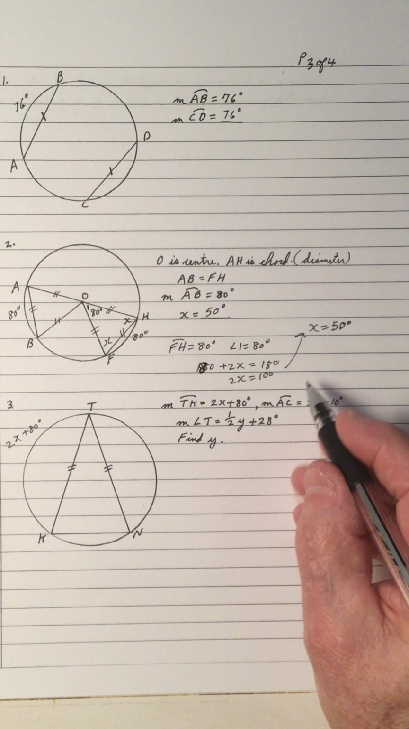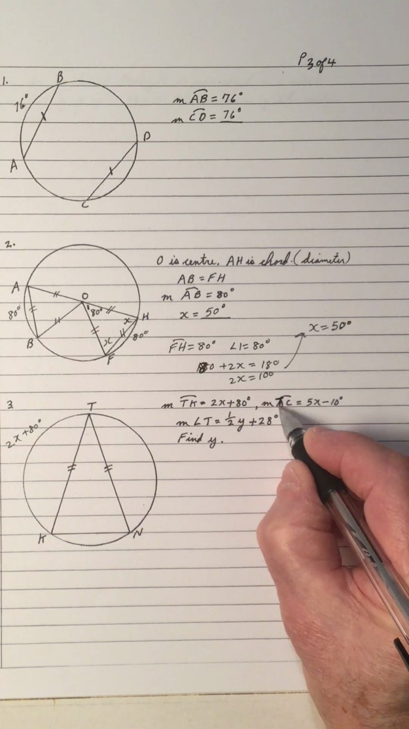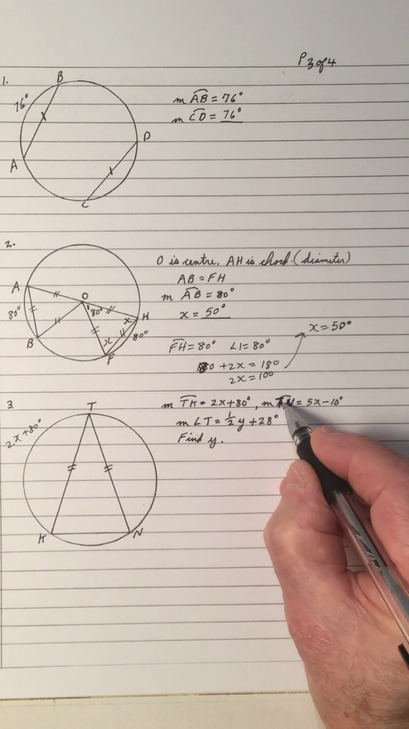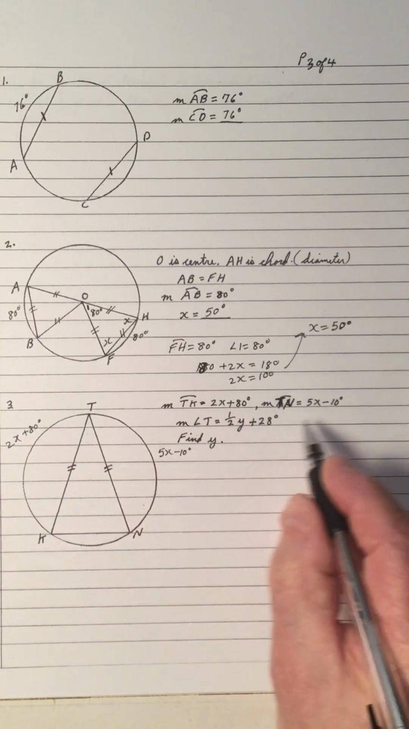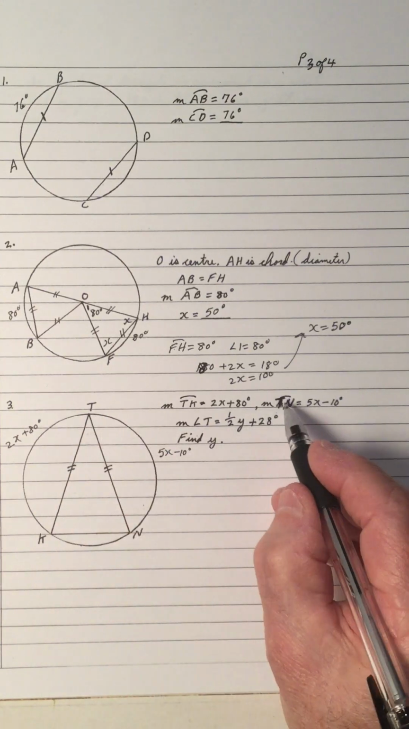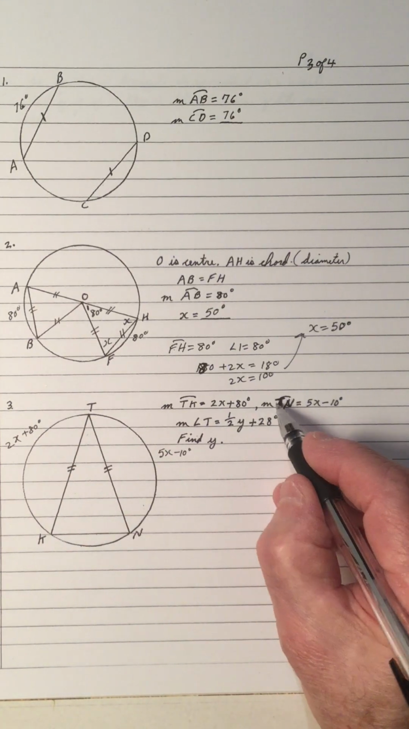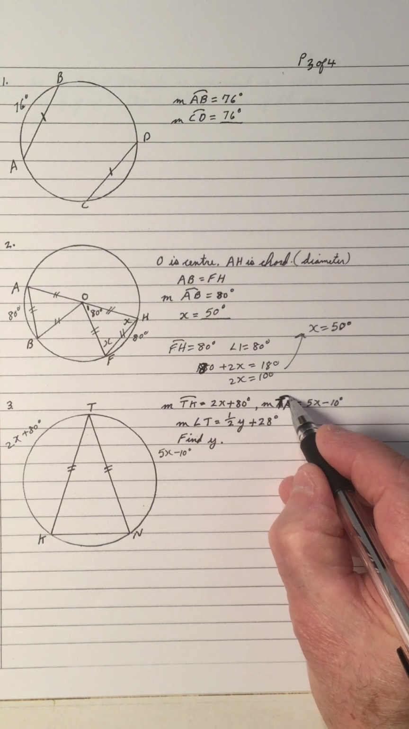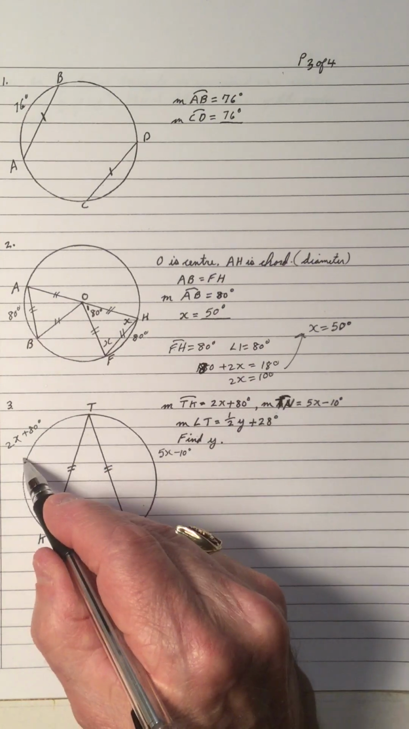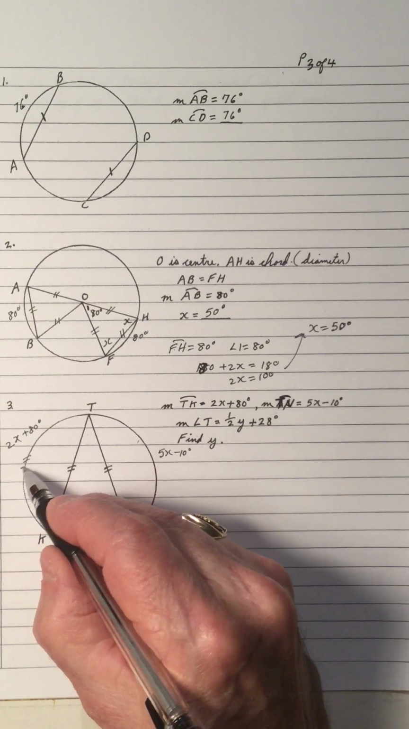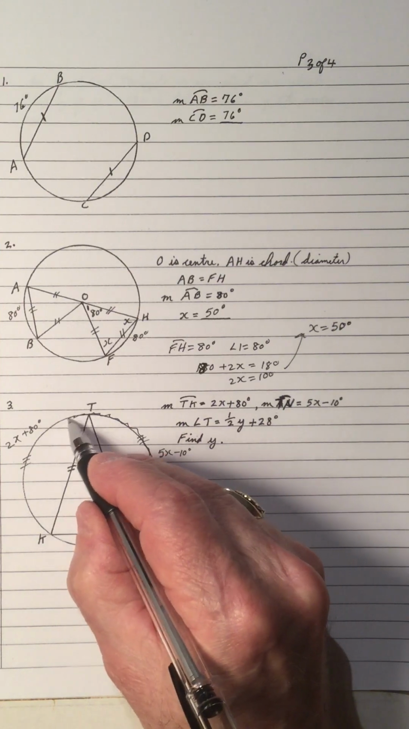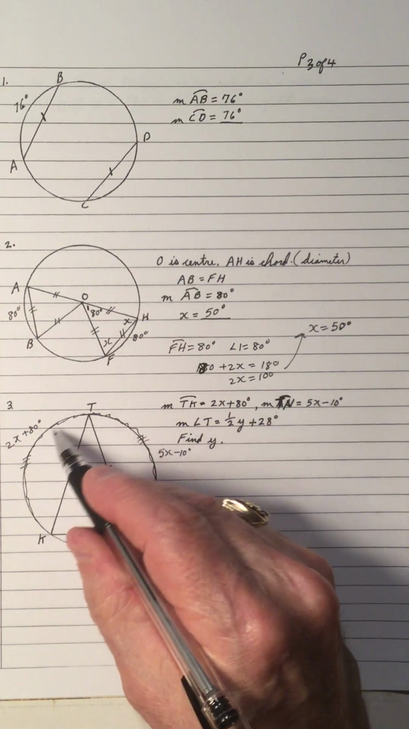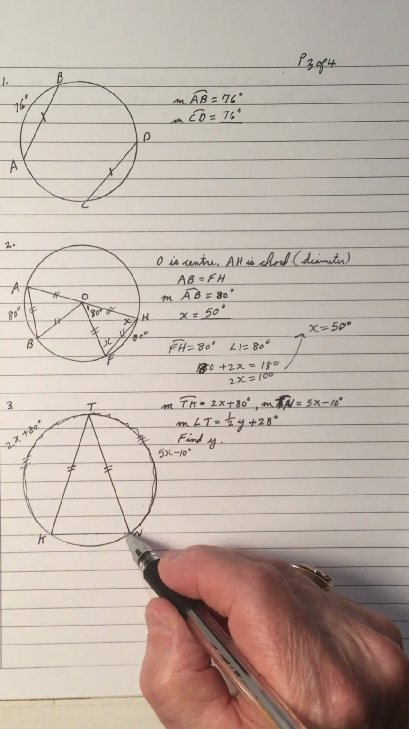Oh, that should be TN. I didn't adjust the naming of the angle. So this arc, TN, is 5x minus 10. Sorry about that, I just had a name wrong; I used a different diagram. So this arc is equal to this arc. The arc TK is equal to TN.